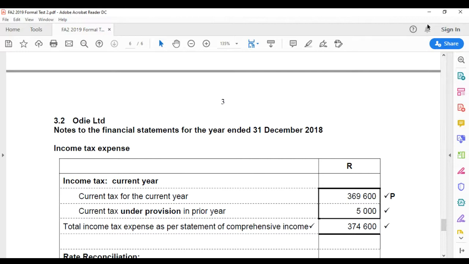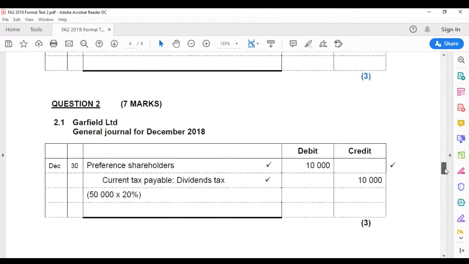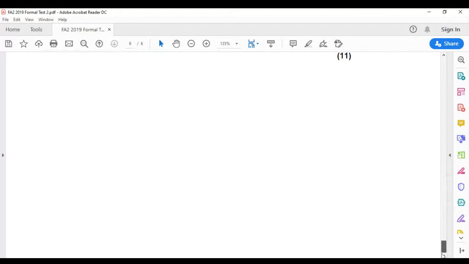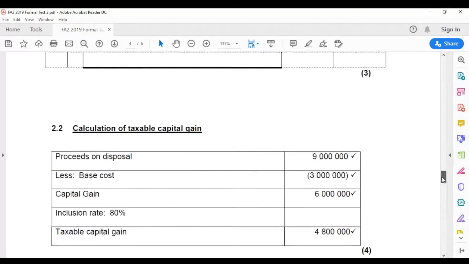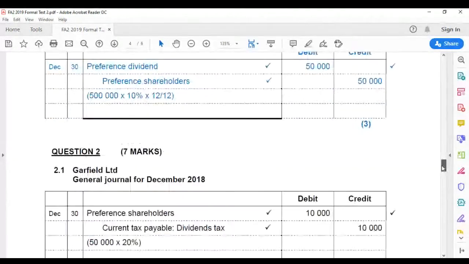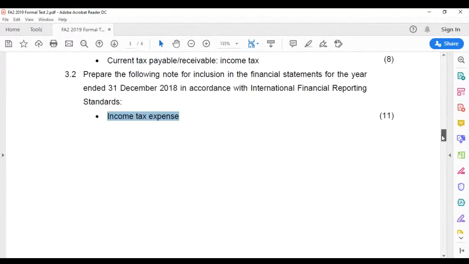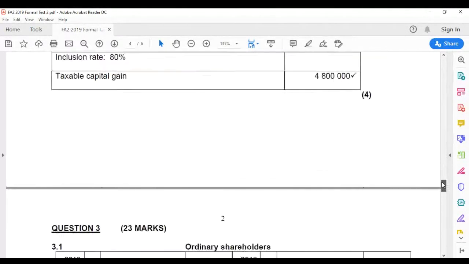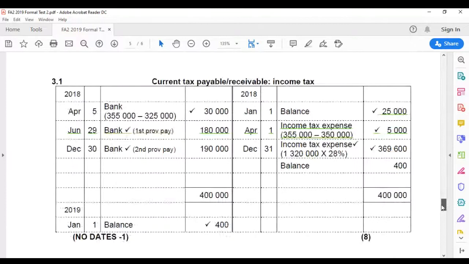Before we do that, ladies and gentlemen, let's have a look at what the income tax expense account for the year looks like. Unfortunately, I do not have the income tax expense account in my solution, but let's do it for ourselves by looking at the current tax payable account. If I can just find it, there we go.